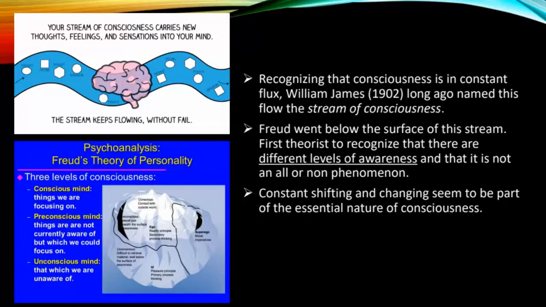But there is a level of a pre-conscious mind where there's things that we're not currently aware of, but we could focus on depending on our level of awareness if we increased it somehow. And then we've got the completely unconscious mind of things that we are unaware of. So that's adding a little bit of history to consciousness, and it helps expand that definition a little bit for us, that it's a continual stream. And Freud said to us, however, there is a continual stream, but there are different levels of awareness.